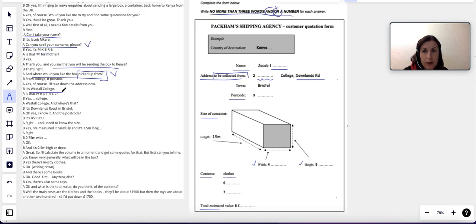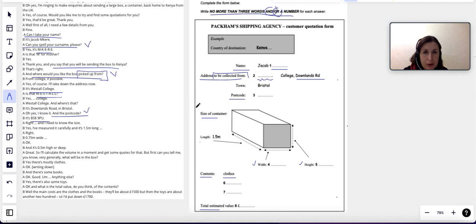So Vestal College, and she repeats it using spelling, which makes it easier for us. Okay, postcode. Yep, and the postcode again, signaling goes, and we know that now we are ready to write it down. And as you can see, there is a combination of letters and numbers.